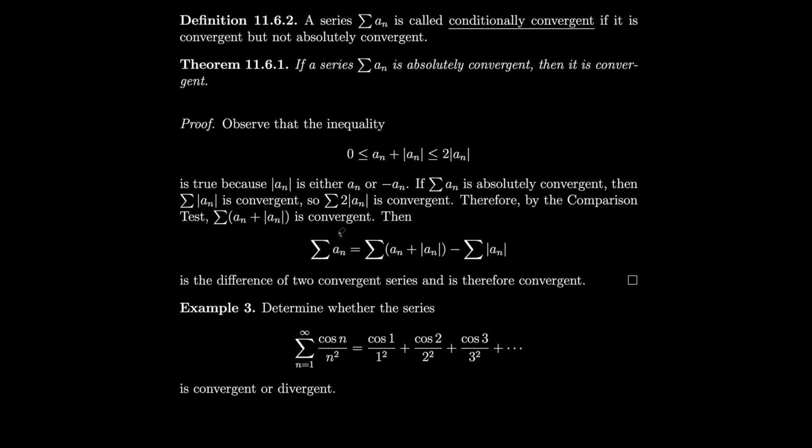So we have the sum of a_n is equal to the sum of our convergent series minus the sum of the absolute values, which is also a convergent series, because if you write out these terms, you can see they cancel out, leaving you with the sum of a_n. So our series is a difference of two convergent series. So the original series must be convergent. So whenever we have this one being convergent, we automatically get this one being convergent.